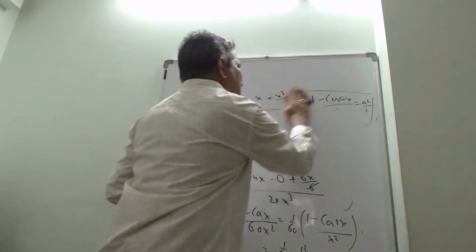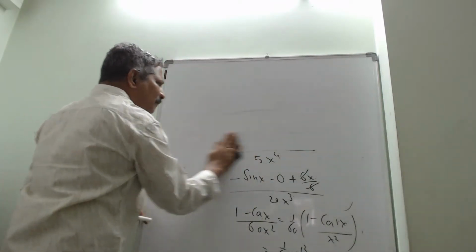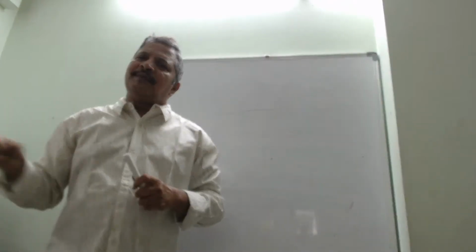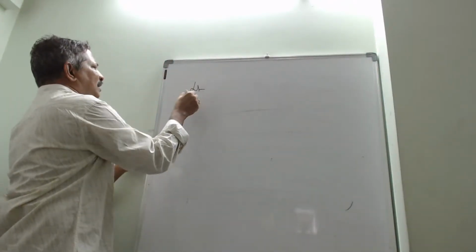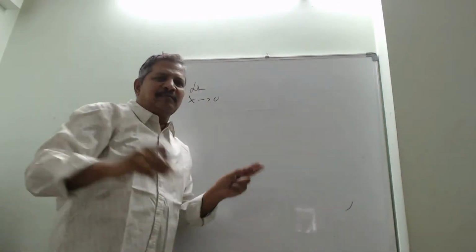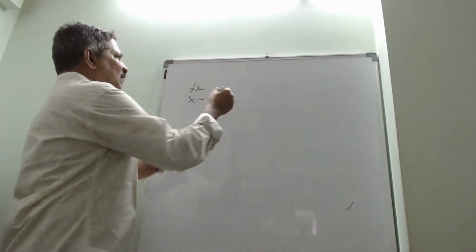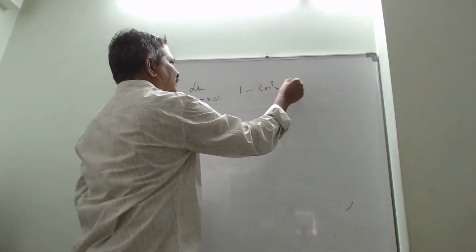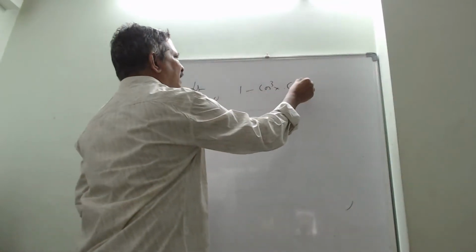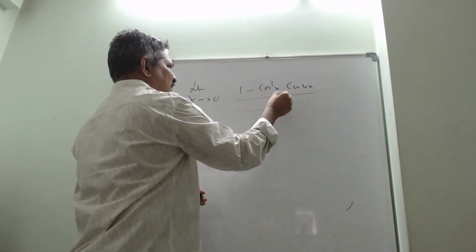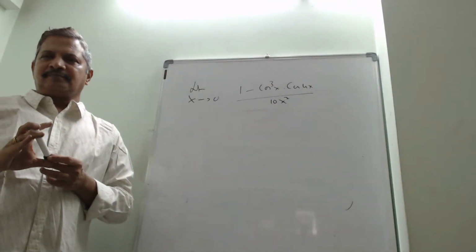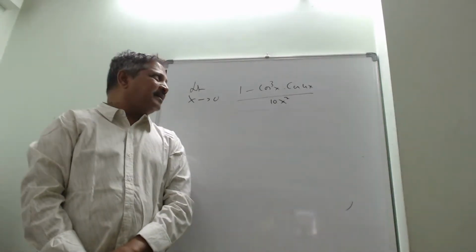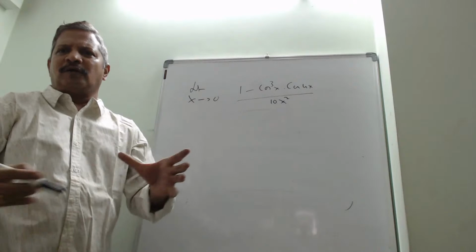Now, a very typical problem we are entering now. Next, a very typical problem. Limit x tends to 0, 1 minus cos cube x into cos 4x by 10x squared. This is the problem. This one, what to do, we'll see.